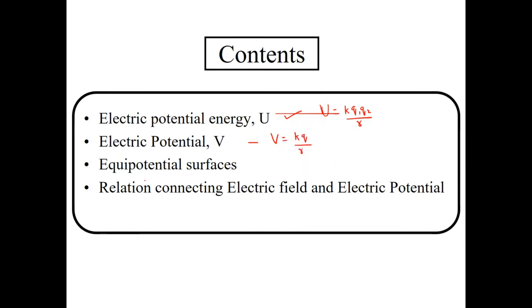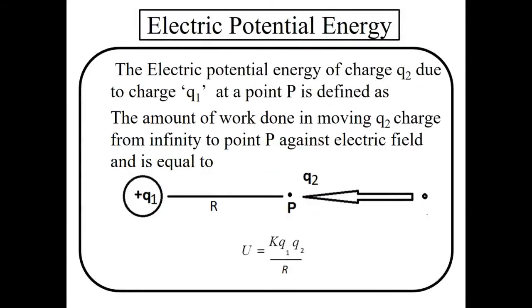And the equipotential surface, some theoretical questions will come from this topic. And here you will study one formula, work done, which is the amount of charge multiplied by the change in potential. And finally, the 4th formula, the relation connecting electrical field and potential, which is the negative of the gradient of V. I will tell you what this is later. So these are the 4 formulas we are going to study from this chapter.